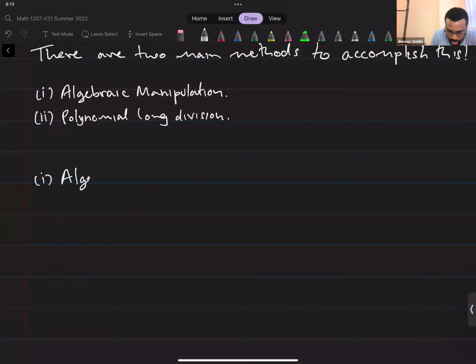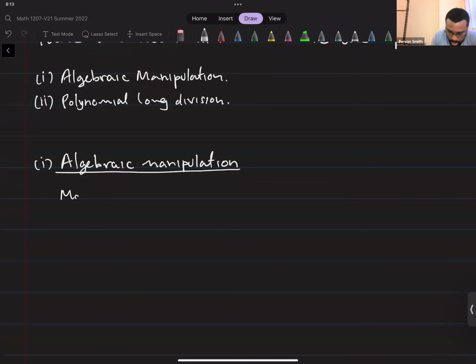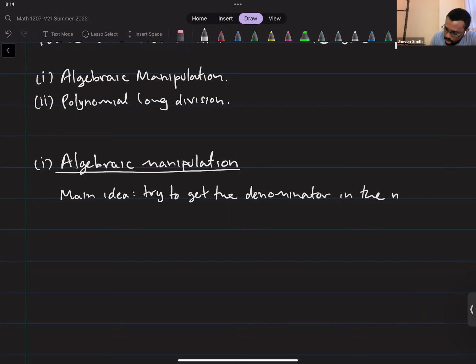So let's look at some algebraic manipulation. This means you algebraically manipulate the expression so that you can separate it and simplify on the spot. And the main idea behind this is to try to get the denominator in the numerator, then split your fraction around it.